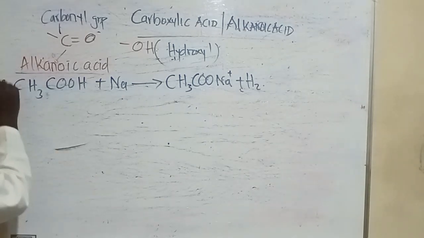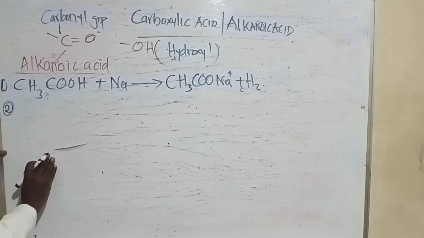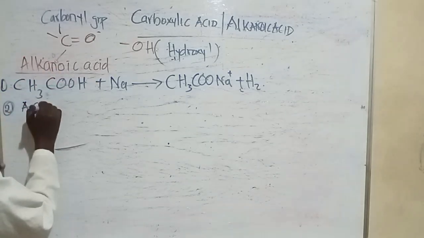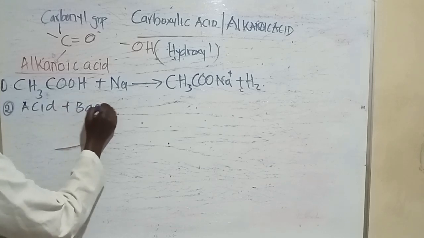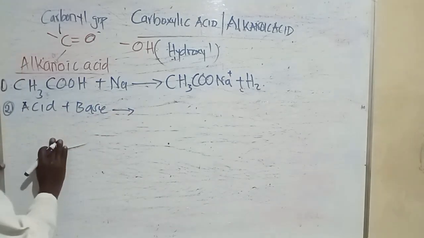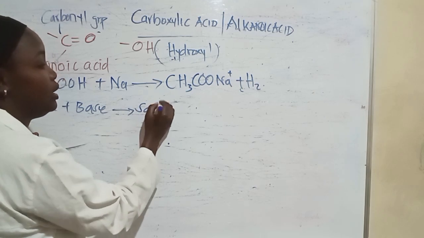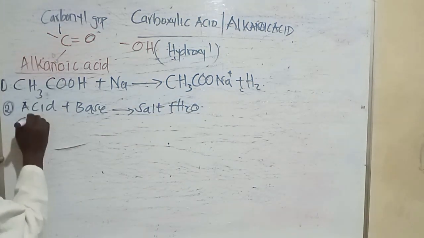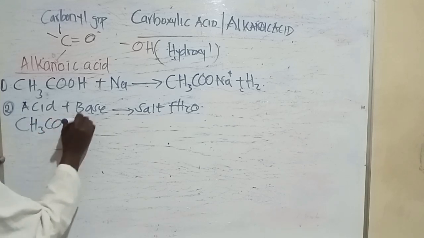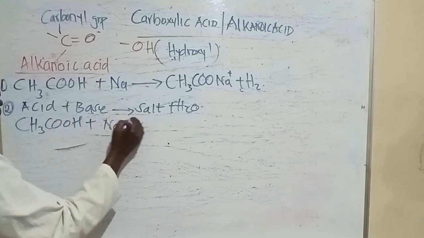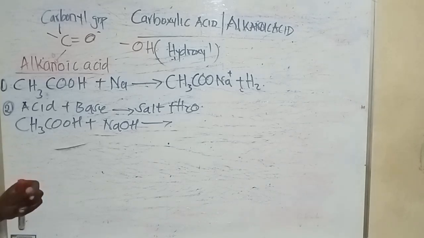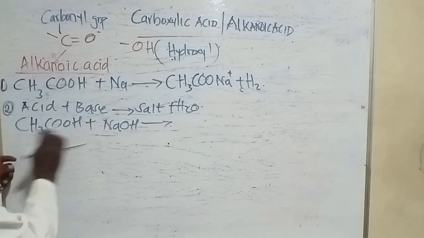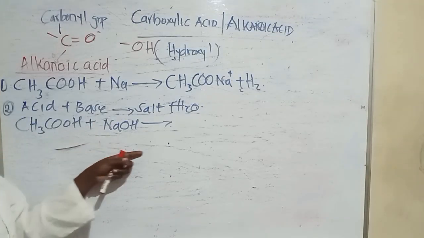The second reaction is going to be a reaction between our acid and a base. So we are going to say acid plus base is a neutralization reaction. We all know that, right? So we're going to form salt and water. We are still going to use our ethanoic acid, which is CH3. We react it with a base, which is sodium hydroxide in this case, and you're going to form something that you call sodium ethanoate, okay? We're going to form sodium ethanoate and water.